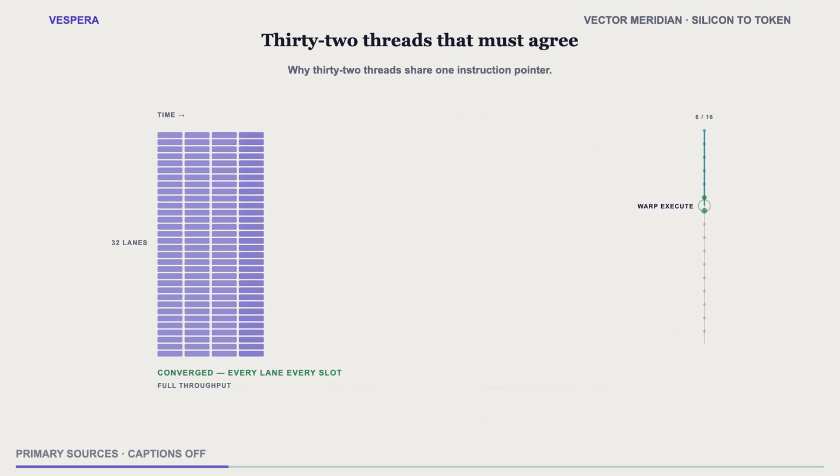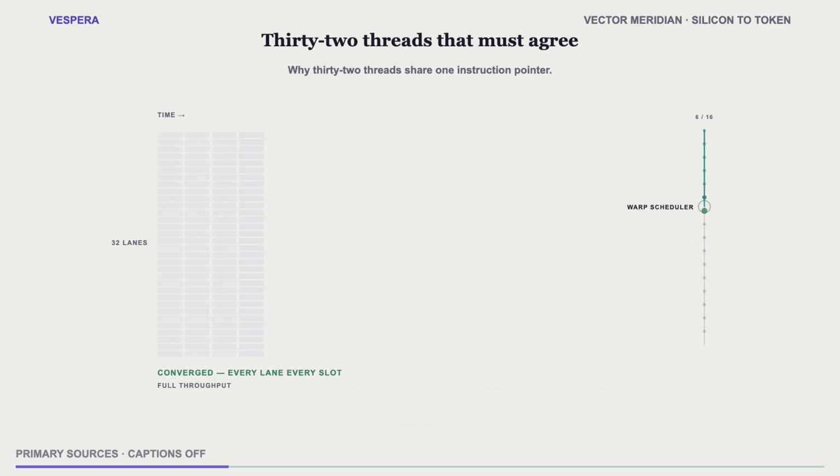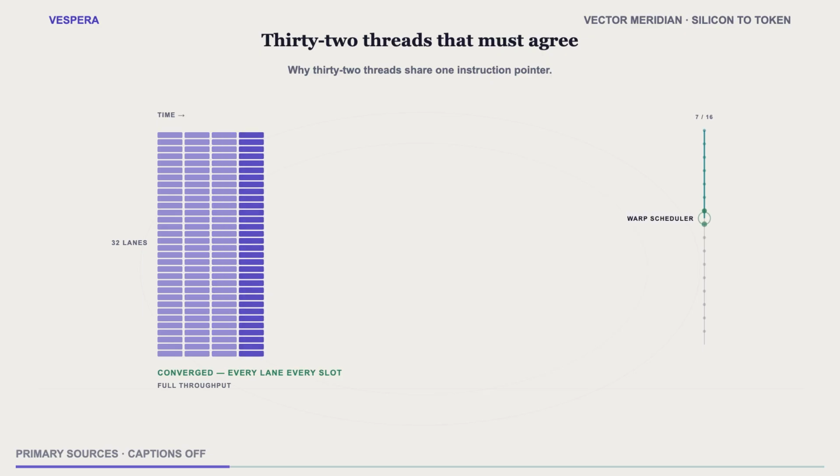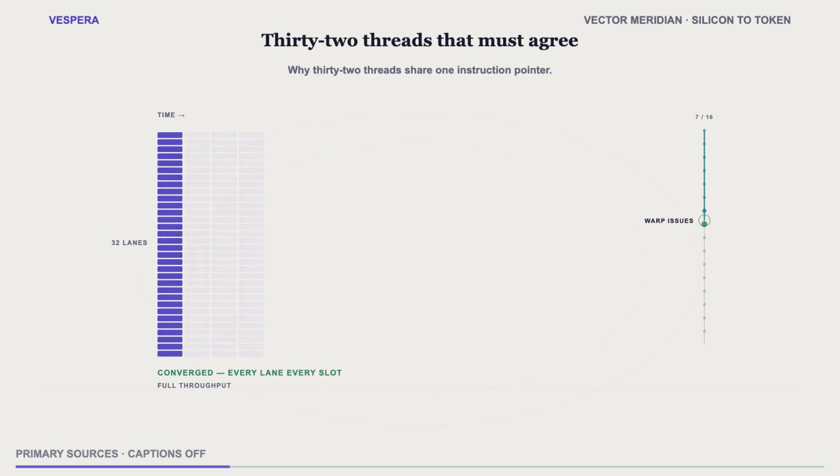The threads are not independent. They are lanes in a vector unit wearing a costume. Why do it this way at all? Because in a CPU, instruction fetch and decode take a substantial fraction of the energy of executing an instruction, going on working out what the instruction is. Fetching it, decoding it, renaming registers, scheduling.